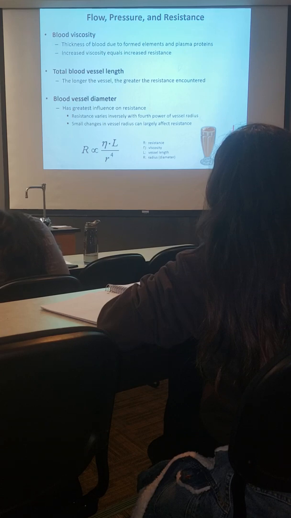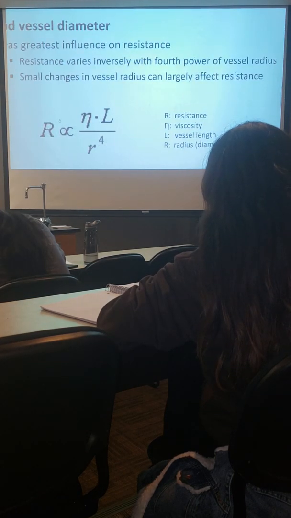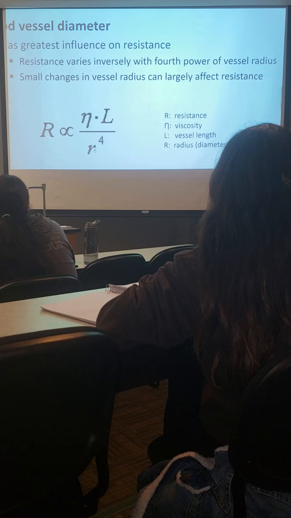And then lastly is blood vessel diameter. Look at this equation right here real quick. We're saying that resistance is directly related to viscosity, it's directly related to vessel length, it's inversely related to the radius, which is the diameter. But look at this right here. It's radius to the 4th power, right?